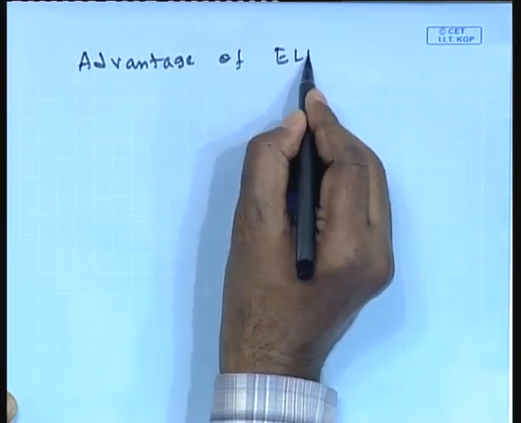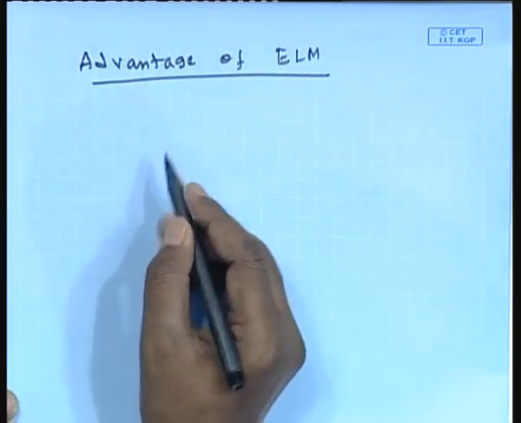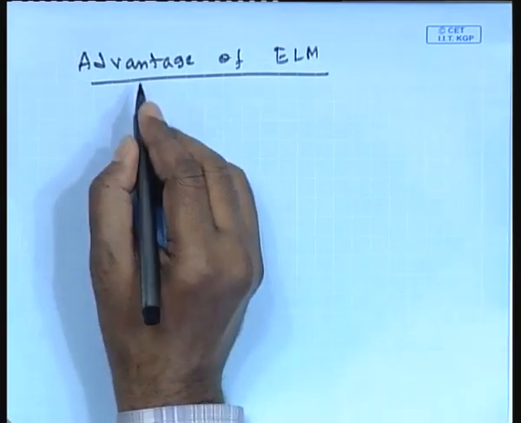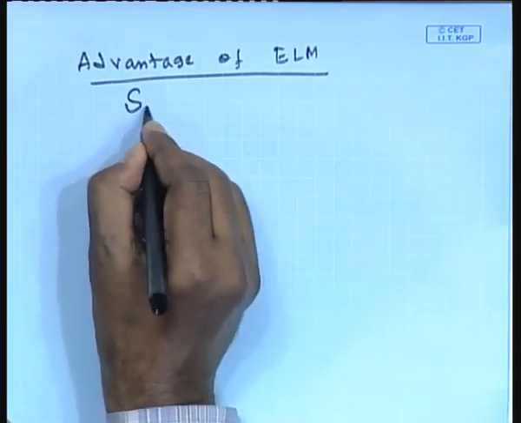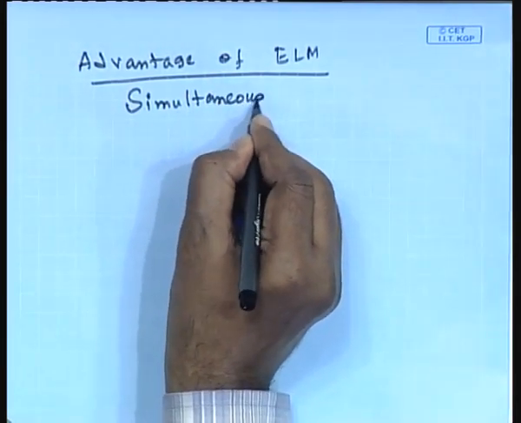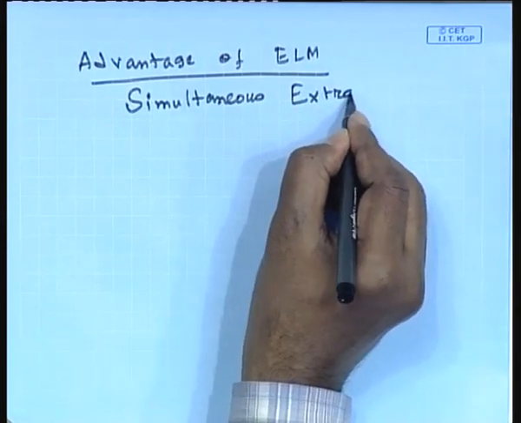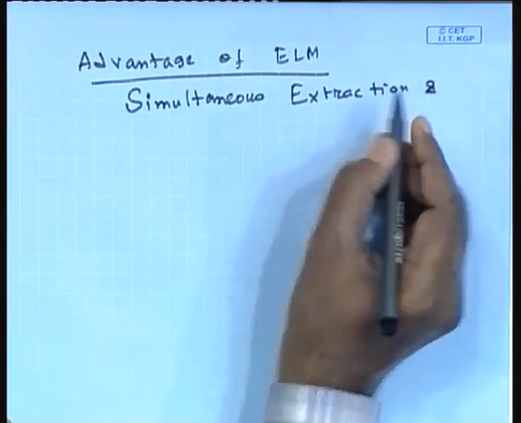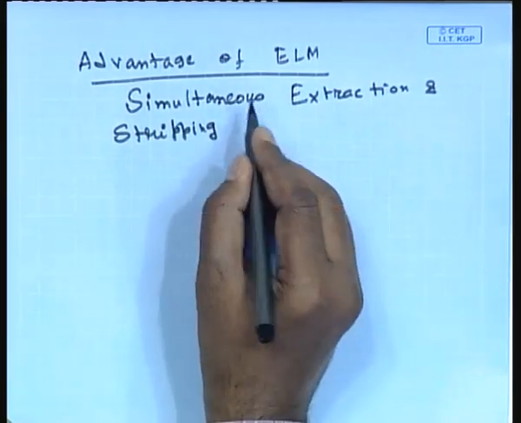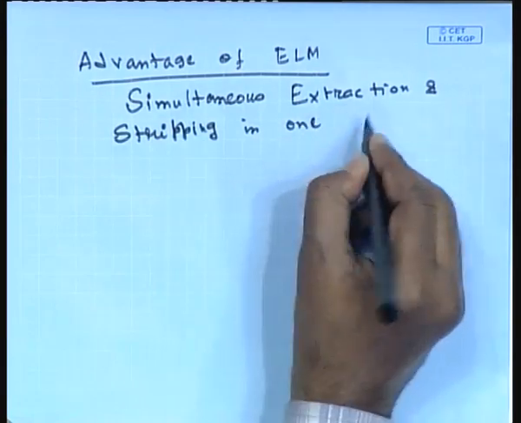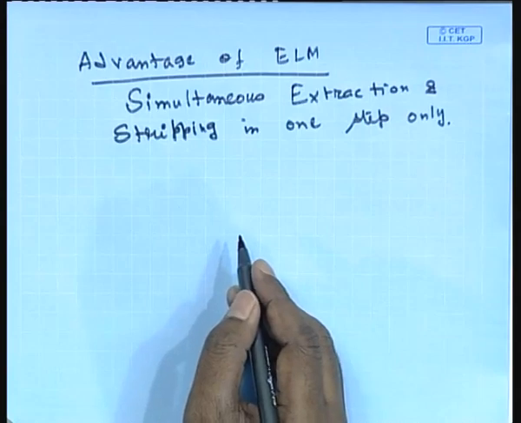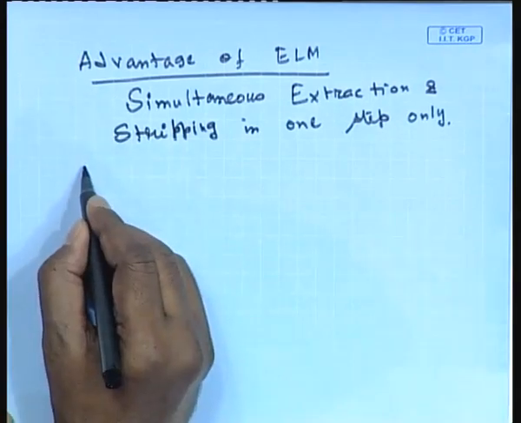The strongest advantage is that we have simultaneous extraction and stripping in one step only. Next, we look at a schematic of the continuous ELM process.